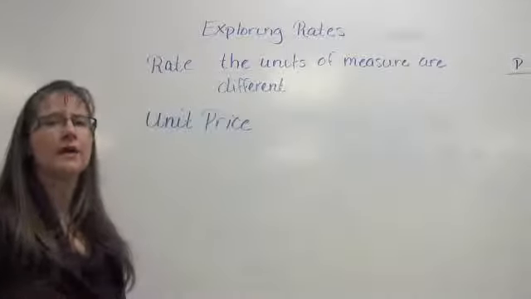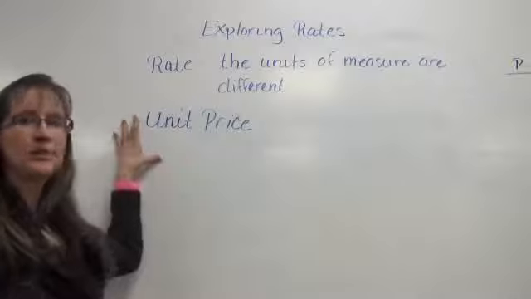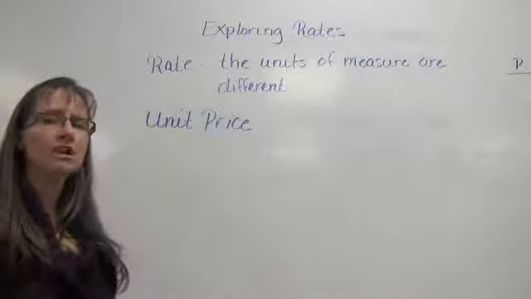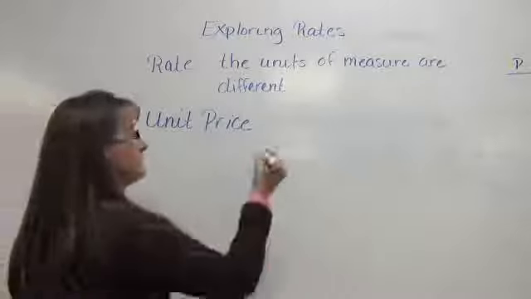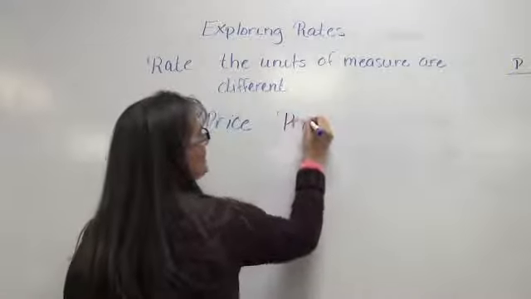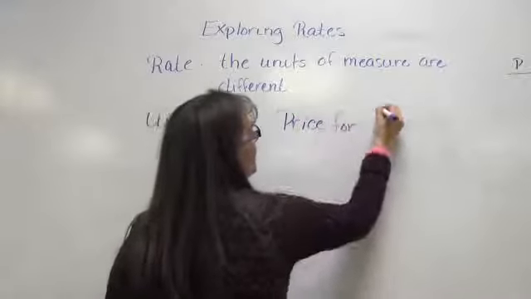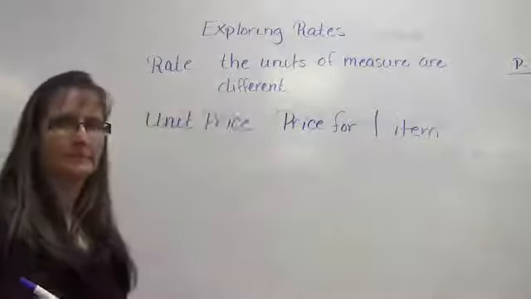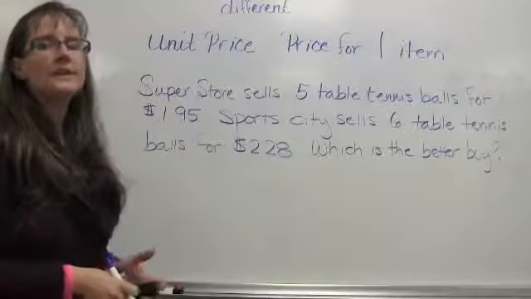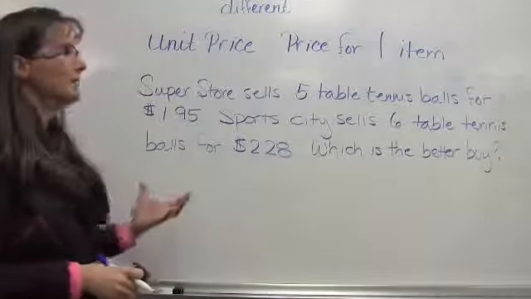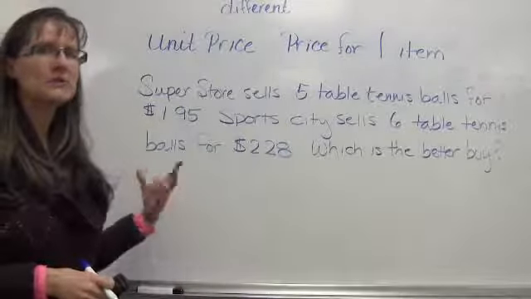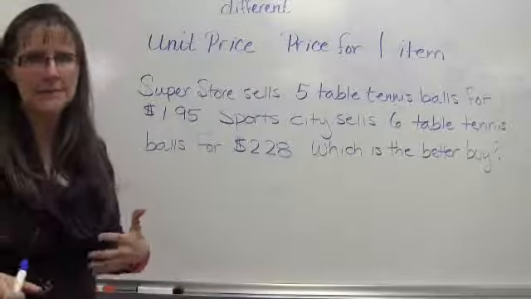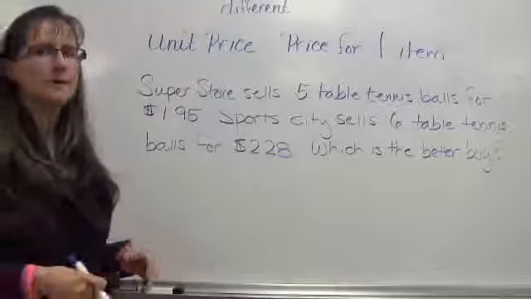In addition to unit rate, you might also be asked to find a unit price. A unit price is just simply how much does it cost for 1 item. So this is the price for 1 item. Using a unit price, we can easily compare 2 different prices. You'll use this a lot of times when maybe you're comparison shopping between Walmart and Sam's or something like that. You want to know what's the better buy.